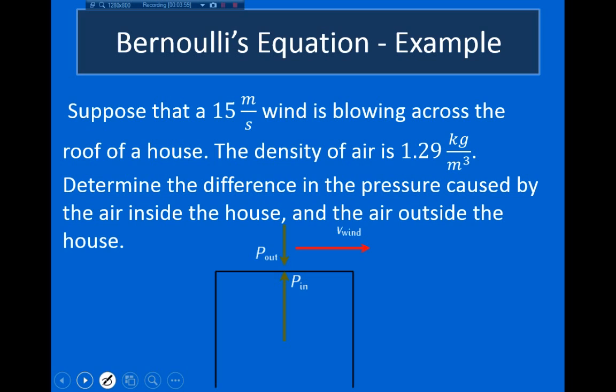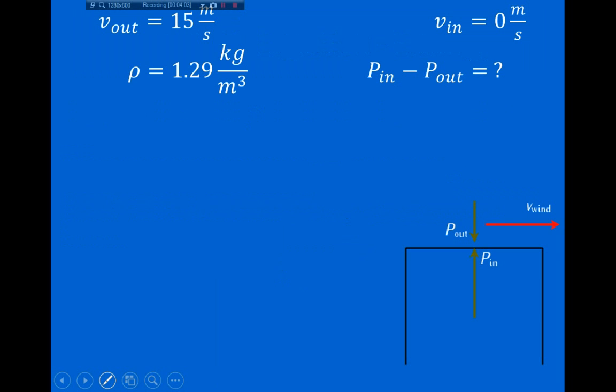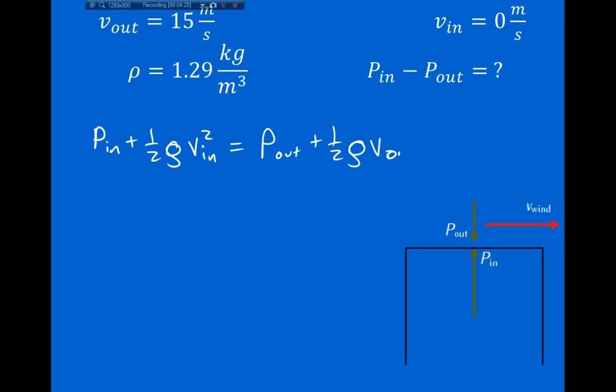So let's calculate this difference in pressure. It's basically the same equation that we had for lift. The idea is that we have the pressure on the inside of the house plus 1/2 rho times the velocity of the air on the inside of the house squared has to be equal to the pressure outside the house plus 1/2 rho times the speed of the air outside the house squared. And because the air is going to be at rest inside the house, this term goes to 0. So the pressure inside the house minus the pressure outside the house will be equal to 1/2 rho times the speed of the air outside the house squared.